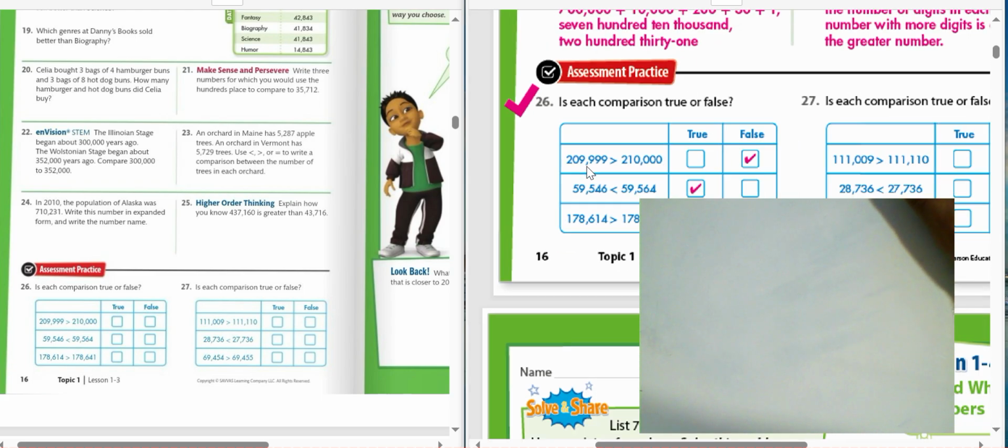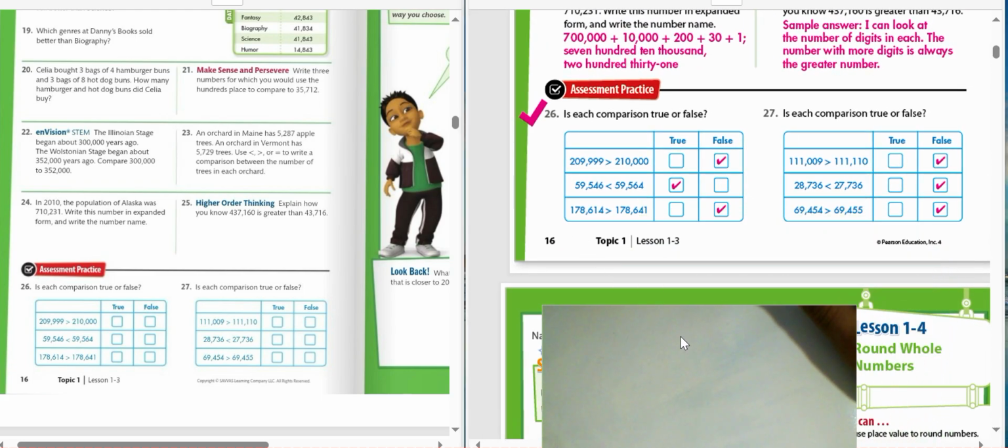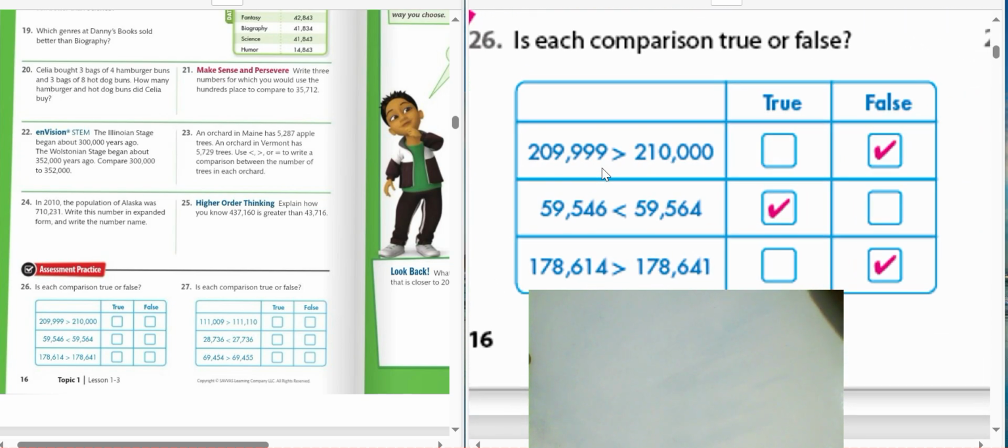Look at the assessment practice here. True or false? Find the result here. True or false about this solution? We have 209 greater than 210. No, it's false. 59,546 is less than 59,564. True or false? Yes, true, because here 4 is less than 6 in the tens. 178,614 greater than 178,641. True or false? False, because here 6 equals 6 and 1 is less than 4. You must change the sign.